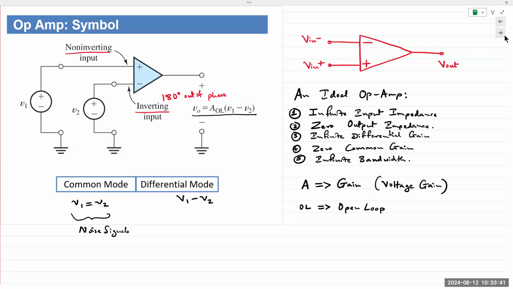Yeah. Common mode basically, so the question being asked is about common mode. Common mode is basically when the signals applied to both terminals are exactly the same.